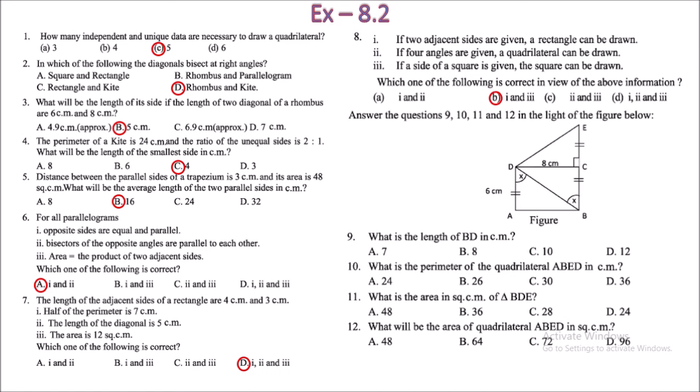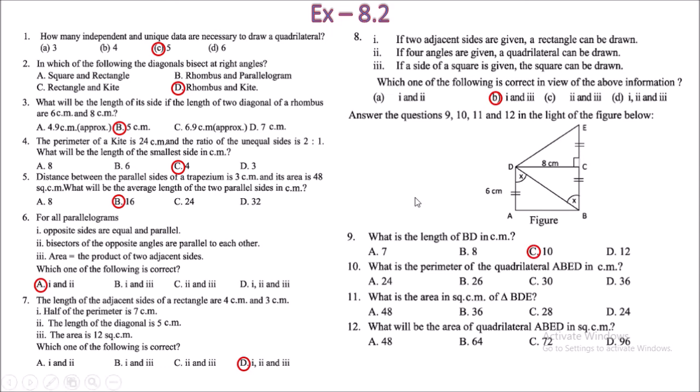Number 9. What will be the length of BD in centimeters? Here you can see that it is a parallelogram. So BD and AB are equal, because AB and CD are equal, and these two angles are alternate angles and are equal. So obviously AB and CD are equal. So BD, if you use this 8 centimeter and BC equal to 6 centimeter, by Pythagoras theorem you can write BD equal to how much? 10 centimeters. So C is the correct answer. By Pythagoras theorem you can find it out.